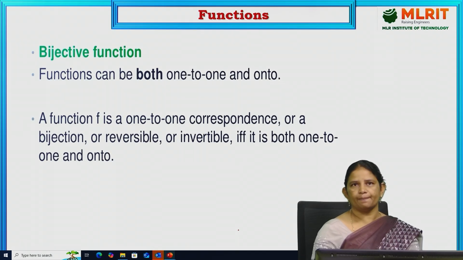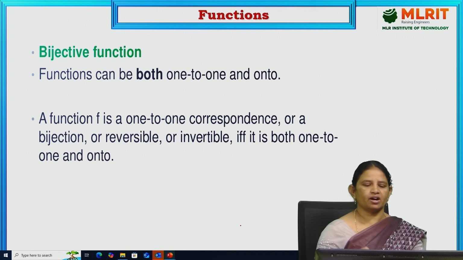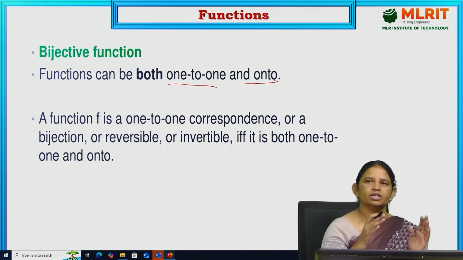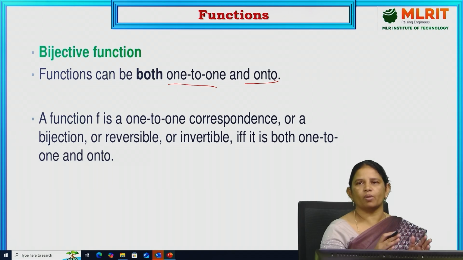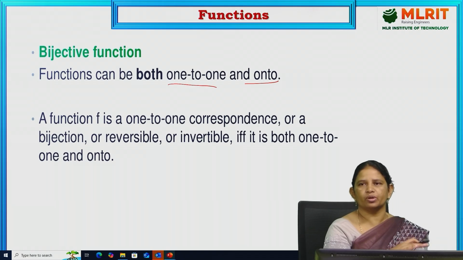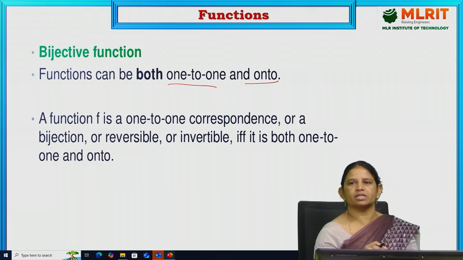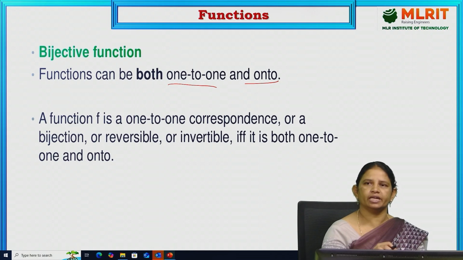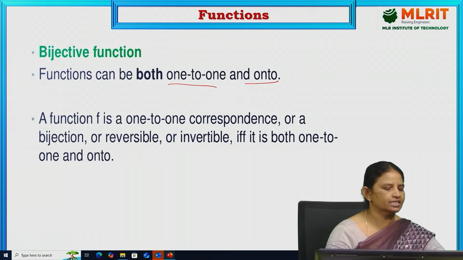The third one is the bijective function. A function is said to be bijective if it is both one-to-one and onto. That means every element of the domain has a unique image in the codomain, and in the same way, every element of the codomain has a unique pre-image in the domain. There should be a mapping with all elements of set A and all elements of set B. No element should be empty in set A or set B. Then we can say that it is a bijective function.